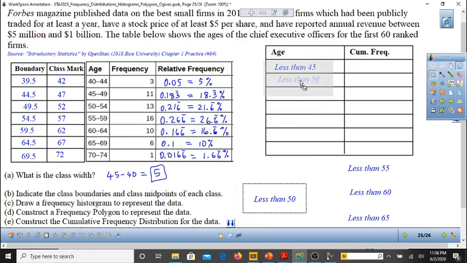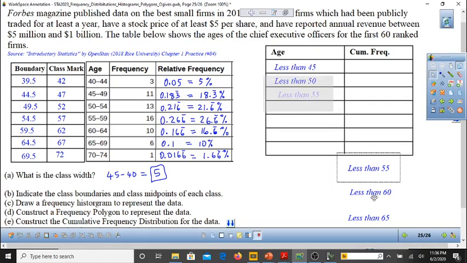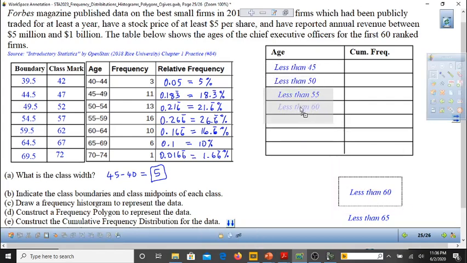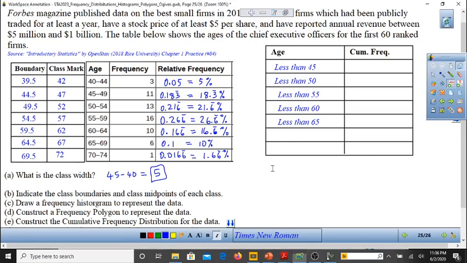45, 50, 55, 60, 65. Then I want values that are less than 70 and less than 75.